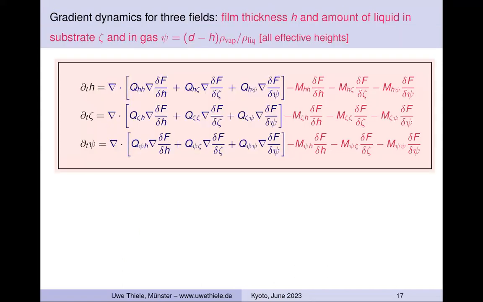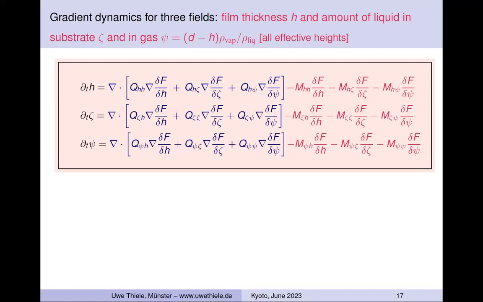Now, you see, gradient dynamics is nice from the concept, but the moment you write it down for three fields, now our fields h, theta, and psi, where h is the film height, theta is the effective height inside the brush, and psi is defined as I described before. They are all effective heights. So you actually get many terms, right? But now we need to discuss all these terms.